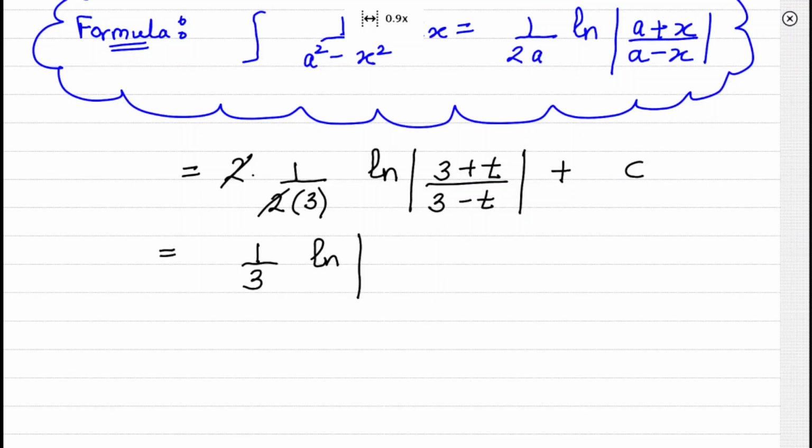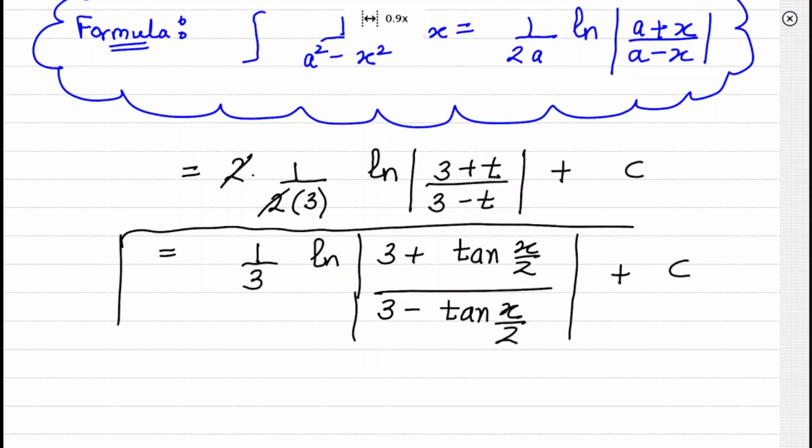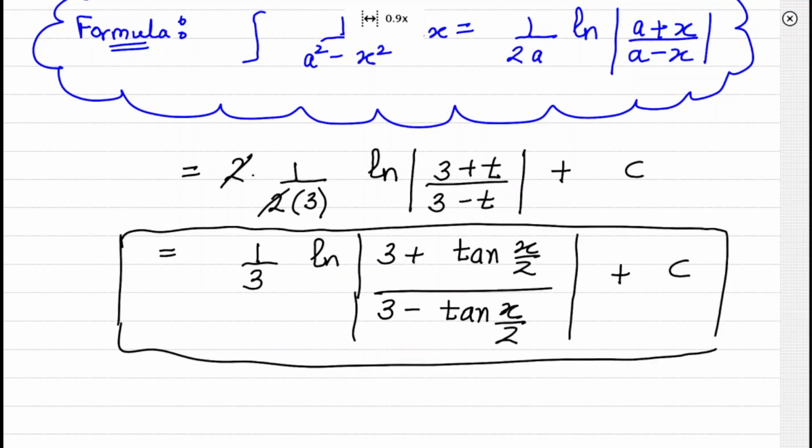Let's convert it back to the x world. We know t was nothing but tan x by 2. So 3 plus tan x by 2 divided by 3 minus tan x by 2, and plus the constant of integration c, and this is nothing but the final result of the integral that we want to solve using Weierstrass substitution.